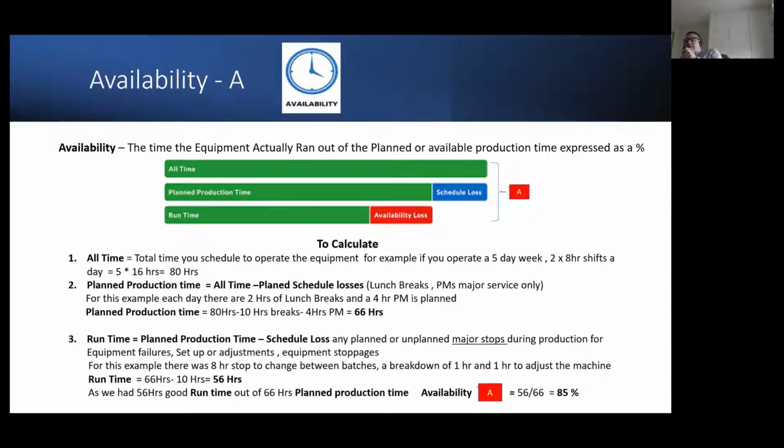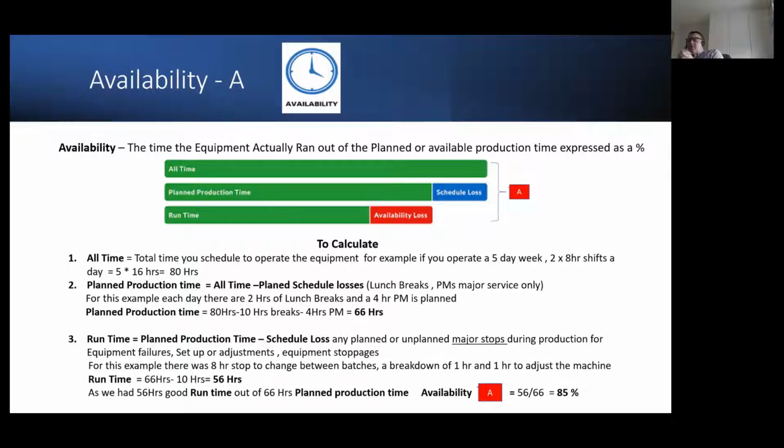Then we need to find out in that particular time, how long did the machine run? So our run time is our planned production time minus any losses that we would have had when we were actually running the machine. It's for either planned or unplanned major stops for when the machine is not running. So once we say the planned production time is there, anything that happens within that in a major sense of a stoppage needs to be recorded here.